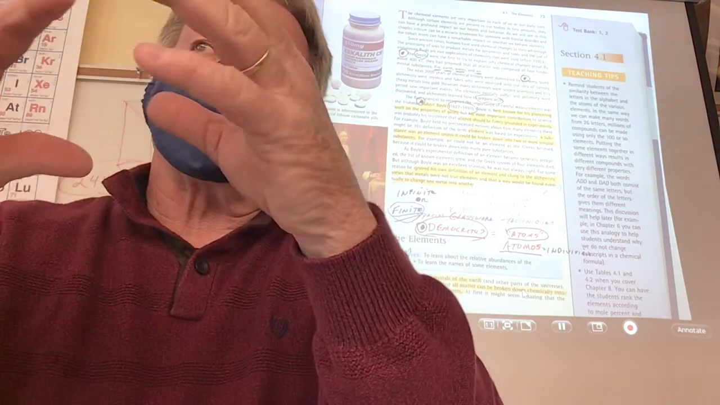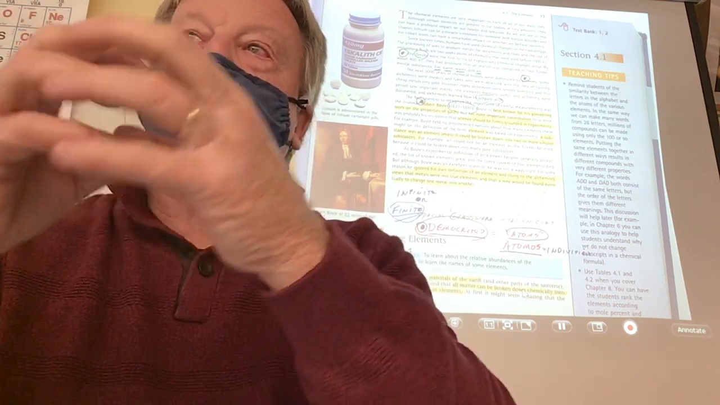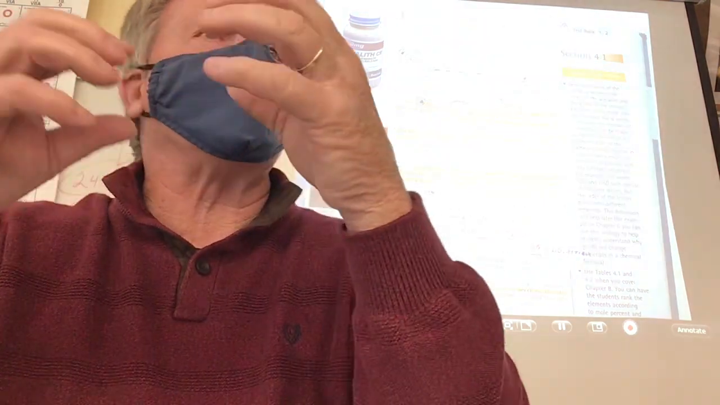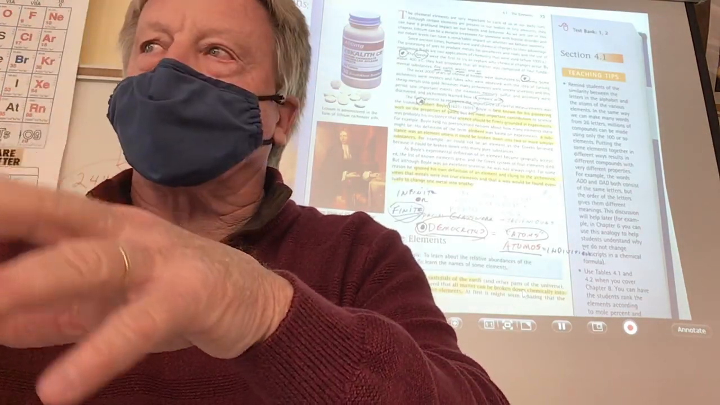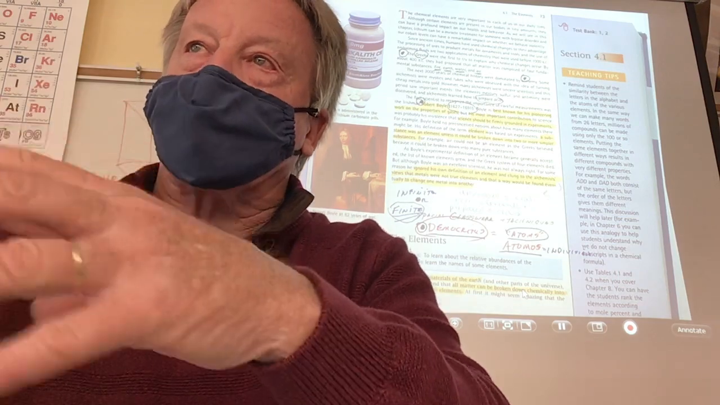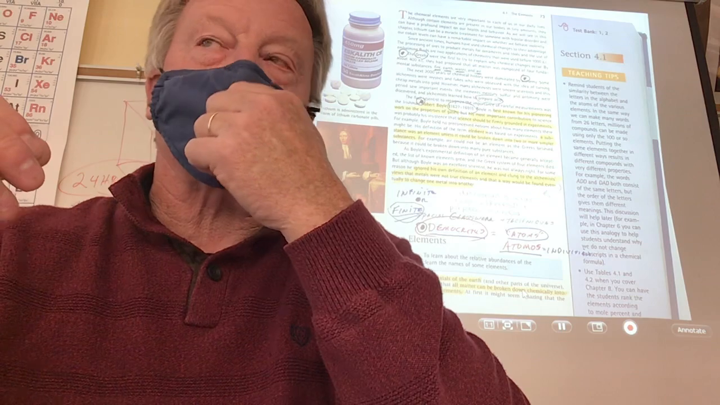This chapter, there are parts to it. One of them is the history. What's the history? How do we know that atoms exist? How do we know their structure? And there's about 6 or 7 scientists in here that you'll want to make sure you know what they did. What did each scientist do? And I'll probably take a couple scientists every day and try to explain what they did.